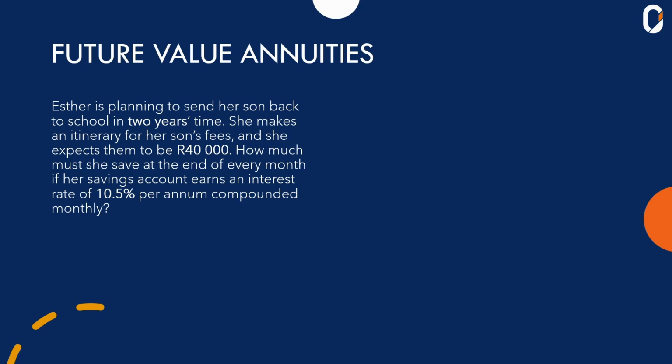Esther is planning to send her son back to school in 2 years' time. She makes an itinerary for her son's fees and she expects them to be 40,000. How much must she save at the end of each month if her savings account earns an interest rate of 10.5% per annum compounded monthly?